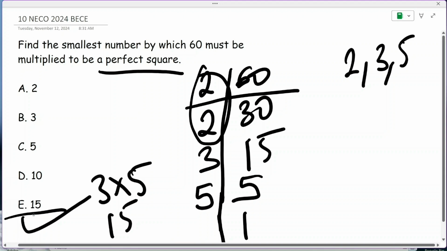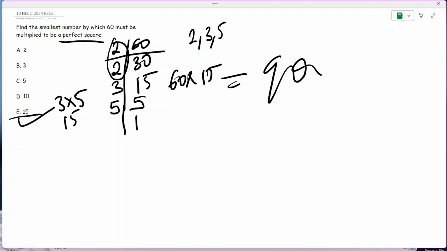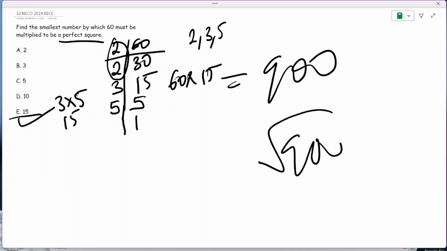And to prove this, we'll just do 60 times 15. 60 times 15 is 900. You can find the square root of 900. The square root of 900 is 30. There's no lesser number than 15 that you can multiply by 60 to give you a perfect square. So the answer to this question is 15.